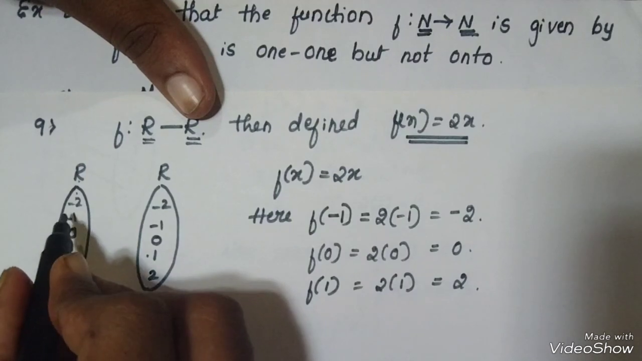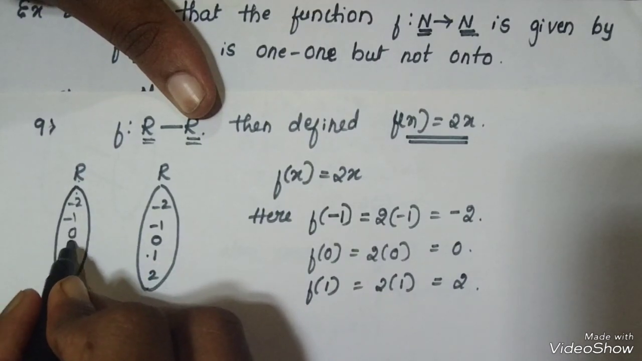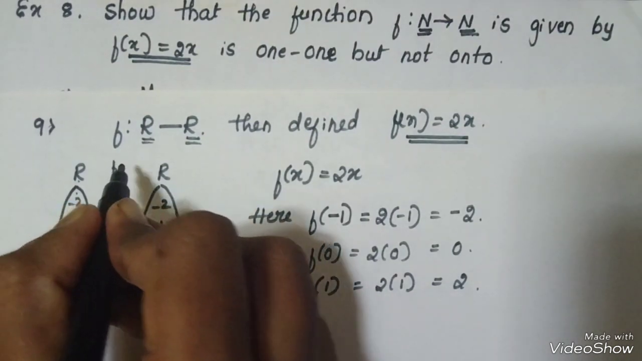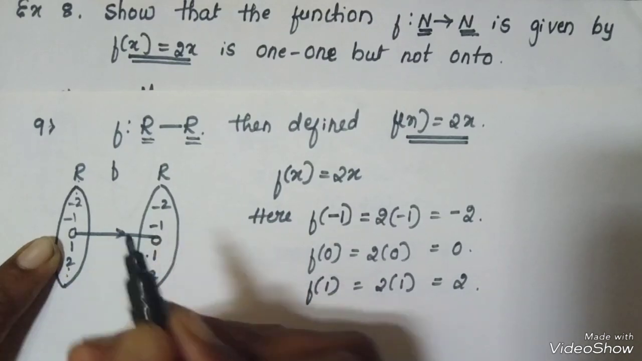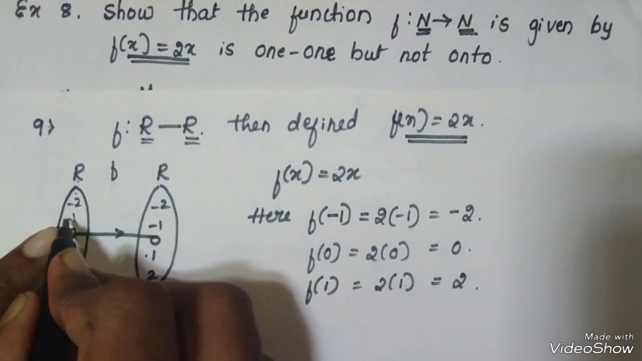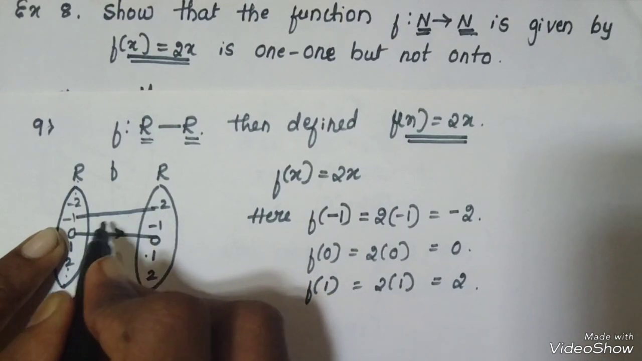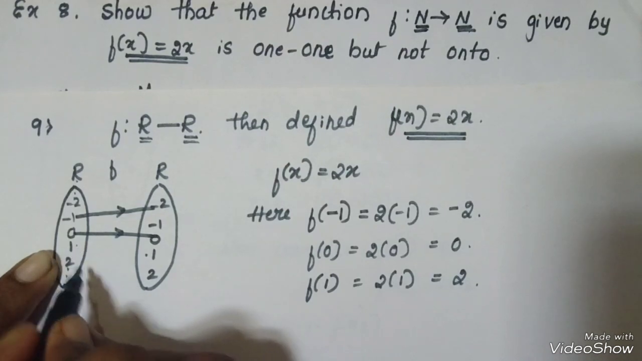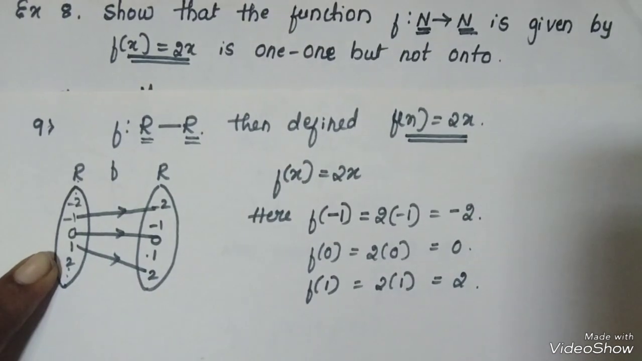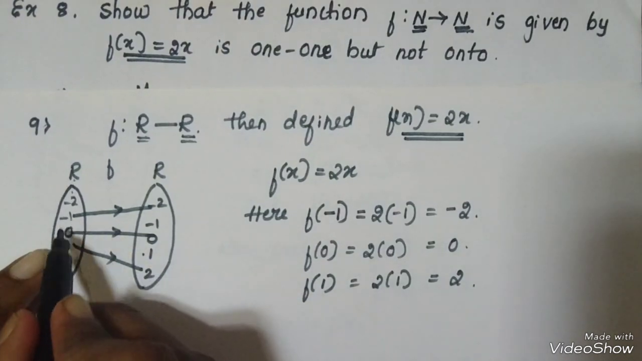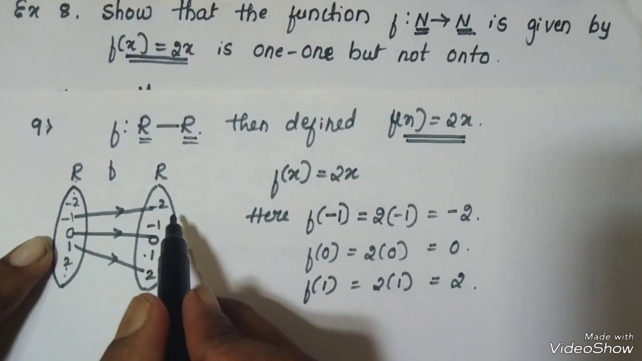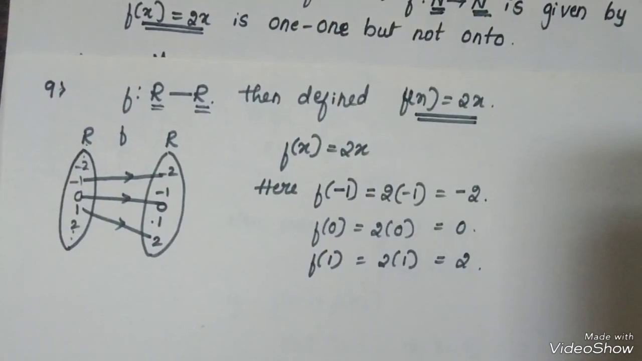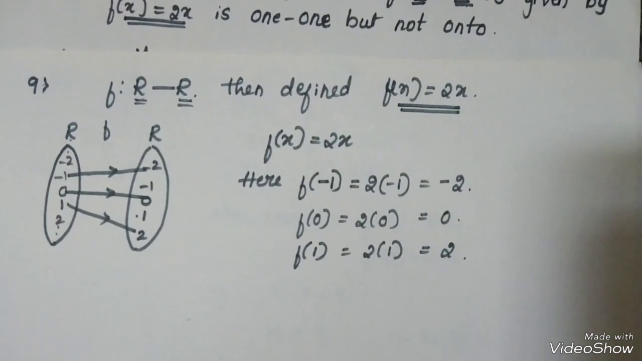Here we have the mapping. When x becomes 0, the function f of x is 0. Then we take -1, and it has the value -2. Then we consider 1, we have value 2. It is one-one. It is clear that whatever values we consider, we get an image in the codomain. It means one-one. Then we prove it theoretically.